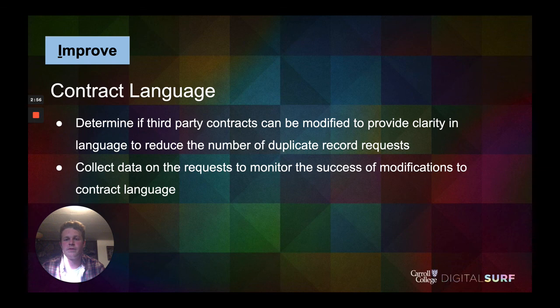And then further along on the improve phase, we're going to look at the contract language. So with this, we want to adapt the current contract language to provide clarity and reduce the number of duplicates. So along with this, like we talked about earlier, it's very crucial that we collect the data on this to monitor the success of these modifications.